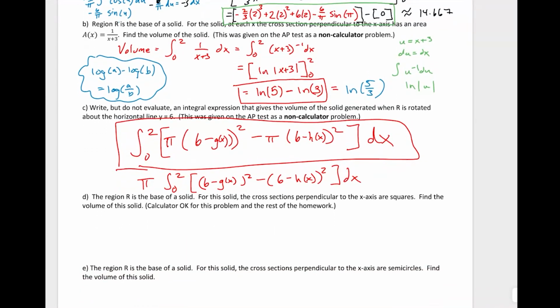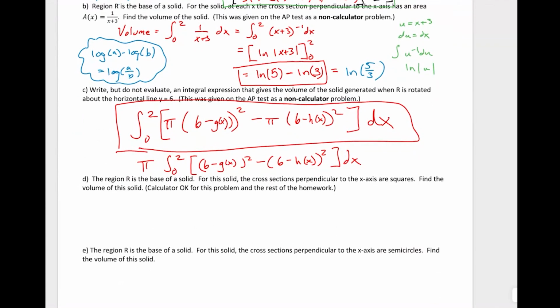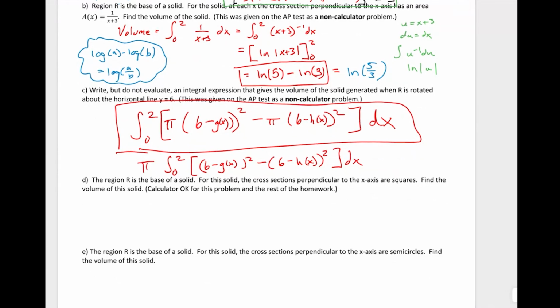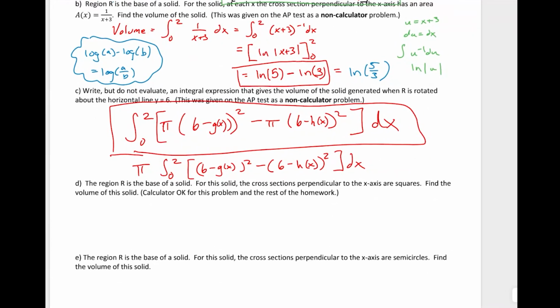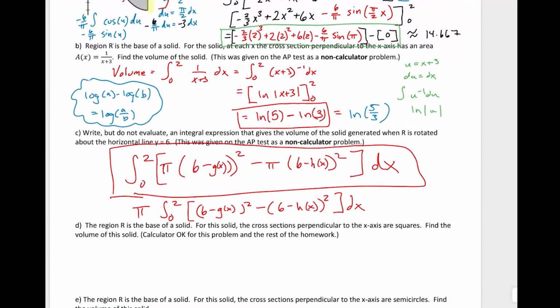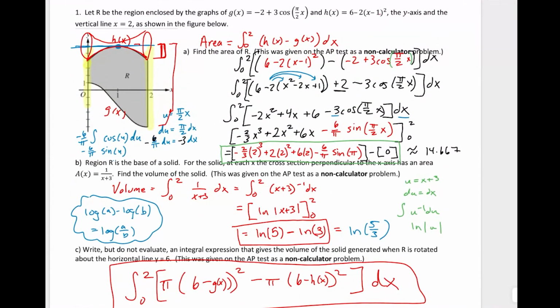All right, D is where we're going to start using the calculator. So I'll be bouncing back and forth between this and Desmos. But it says that the region R is the base of a solid. For the solid, the cross sections perpendicular to the x-axis are squares. So on here, let me erase this now since we're not doing a revolution anymore. Don't need that line anymore.